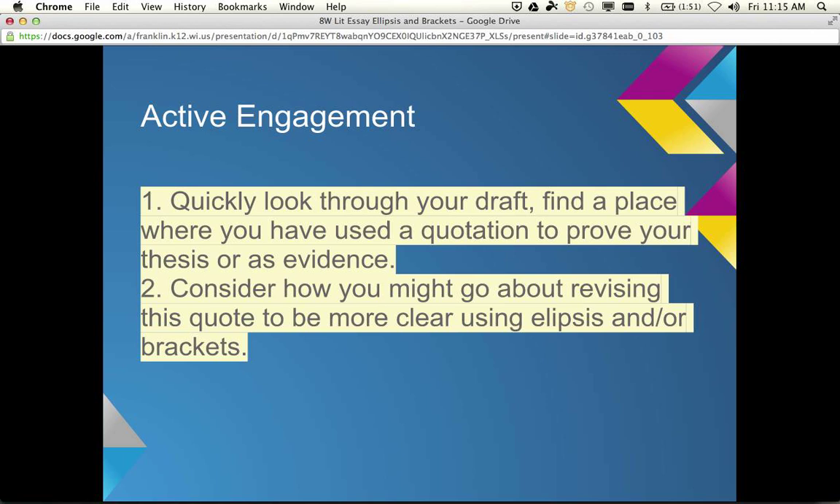So quickly look through your draft and find a place where you've used a quotation to prove your thesis or as evidence, and consider how you might go about revising this quote to be more clear using ellipses and/or brackets. Decide if the brackets are necessary. Your whole paper should be in present tense. If your quote's in past tense, you need to use brackets to change it.